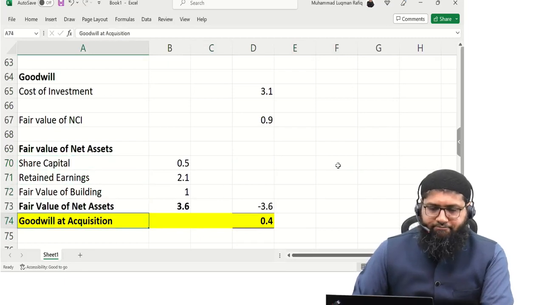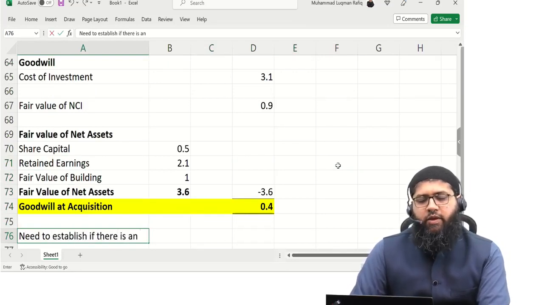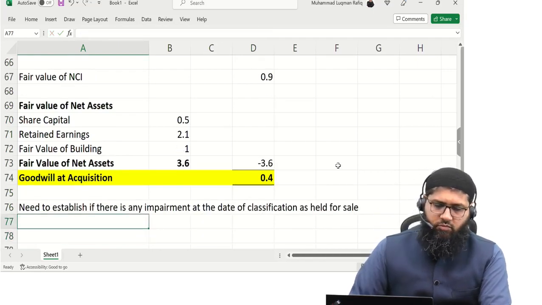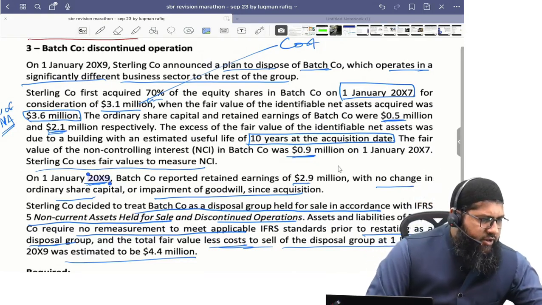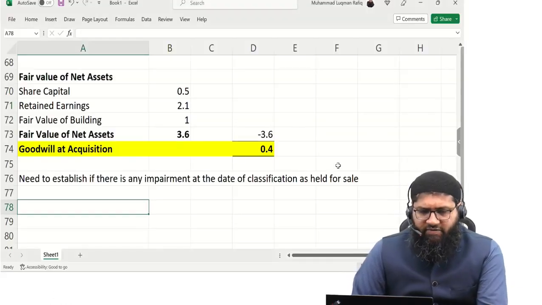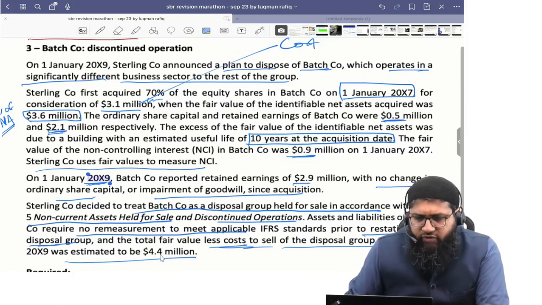What else is there? You need to establish if there is any impairment at the date of classification as held for sale. So what is it that you need to do? You need to measure till the date of classification as held for sale. We are being told that the fair value less cost to sell was 4.4 million.